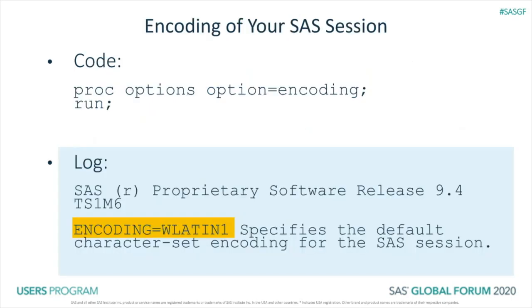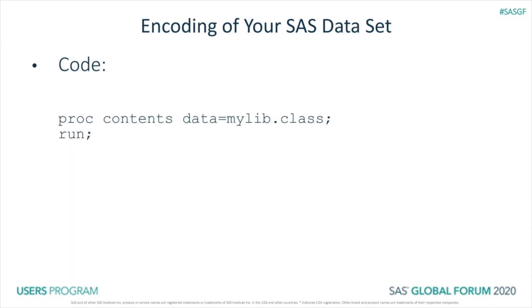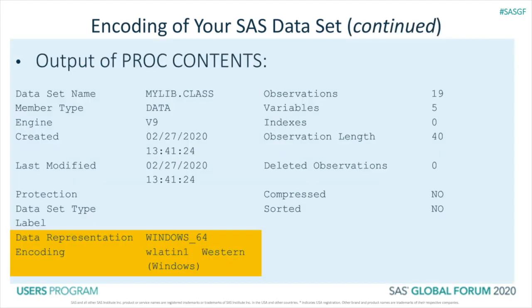In your SAS session, you can view your session encoding by submitting a proc options. This proc options will write your SAS session encoding to the log. I executed this proc options on Windows, and so we can see that the encoding is WLatin1. You can see the encoding of your SAS dataset or CAS table by using proc contents. This proc contents, again, was executed on Windows, and so the encoding for this data set, again, is WLatin1.